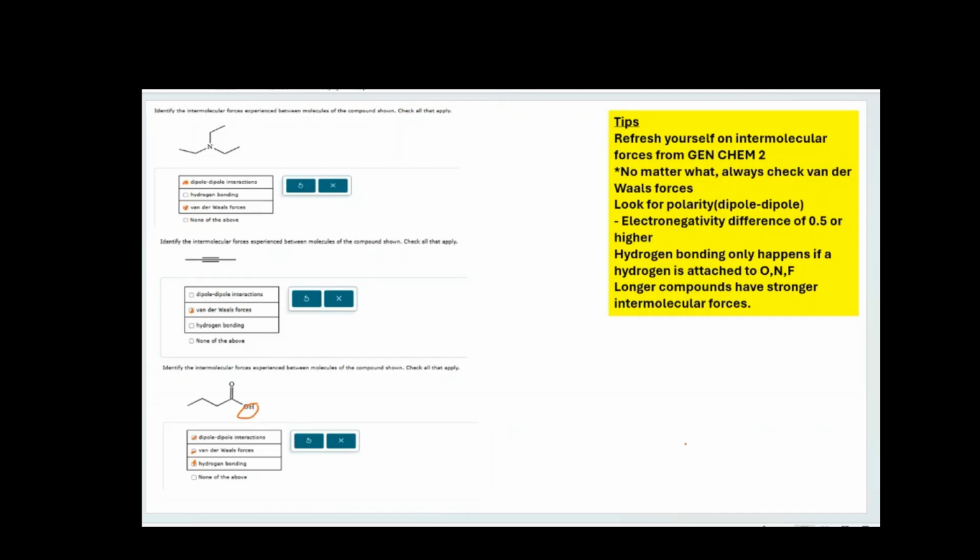So again, fairly simple. Just refresh yourself on intermolecular forces from Gen Chem 2, follow the tips, and then you'll be good to go for this question.